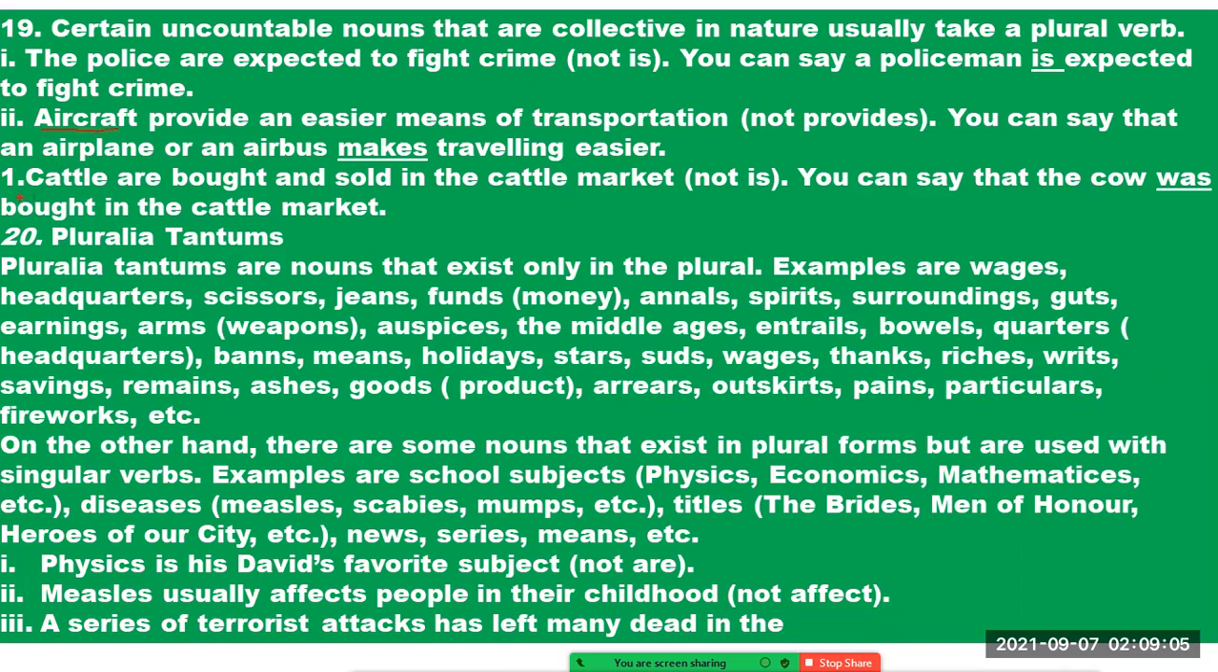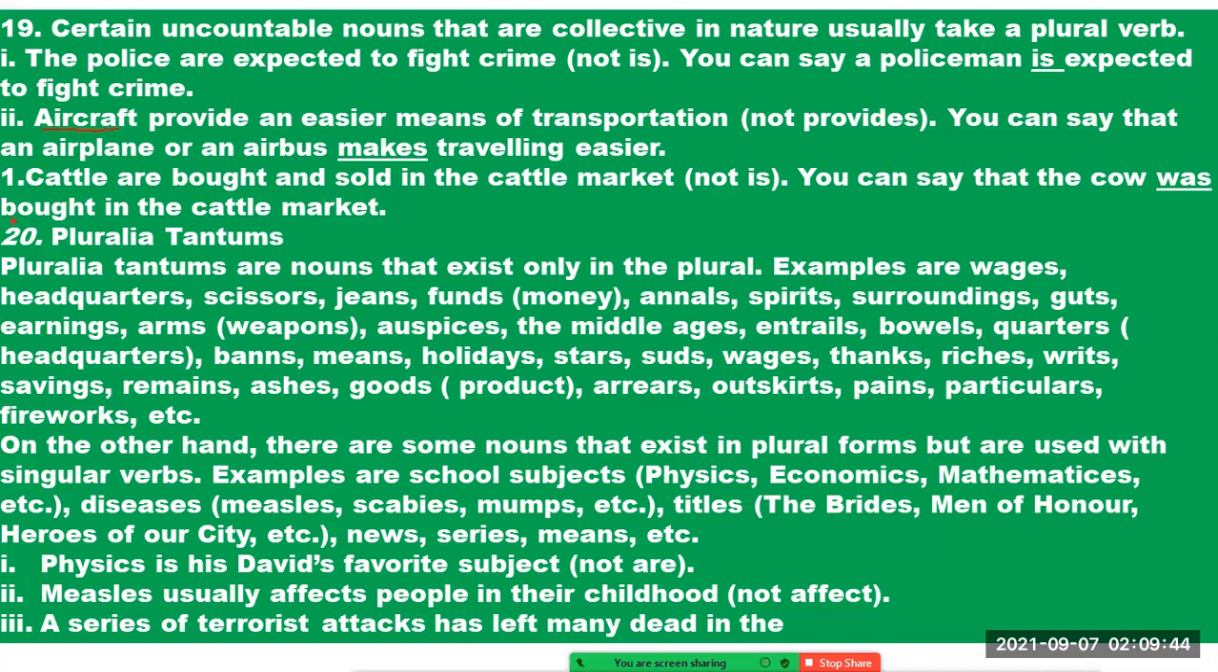the other example, which refers to cattle. Cattle also is another noun that behaves in that way. Cattle are bought and sold in the cattle market. It would be incorrect to say cattle is bought. No, it takes a plural verb. Of course, you can say that the cow was bought in the cattle market. When you talk of cow, you can singularize or pluralize cow. You can say one cow, two cows, or more cows.